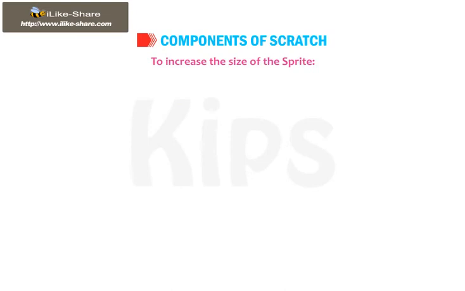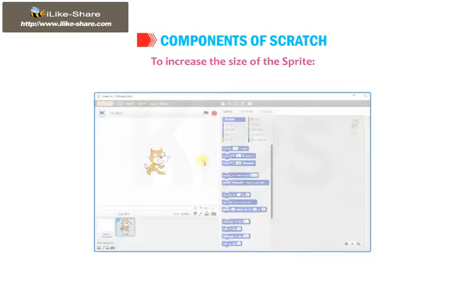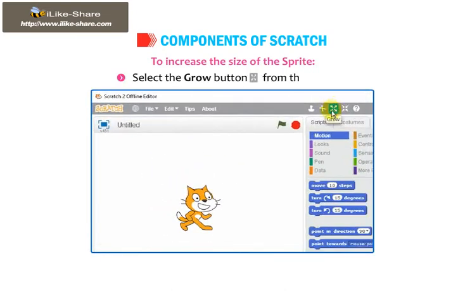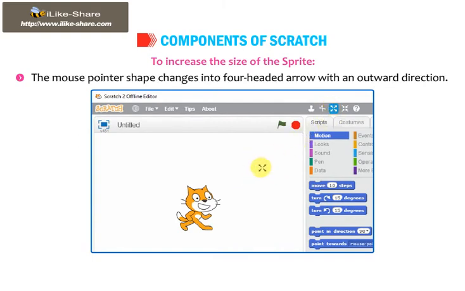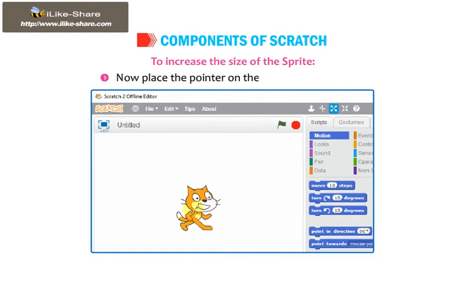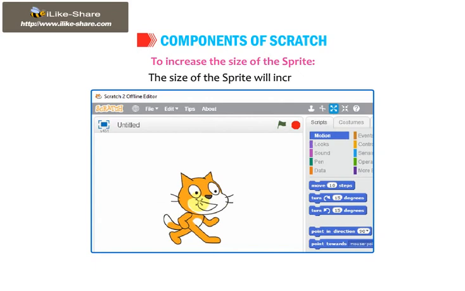Let us find out how to increase size of the sprite. Select the Grow button from the toolbar. The mouse pointer shape changes into 4-headed arrow with an outward direction. Now place the pointer on the sprite and click on it. The size of the sprite will increase.